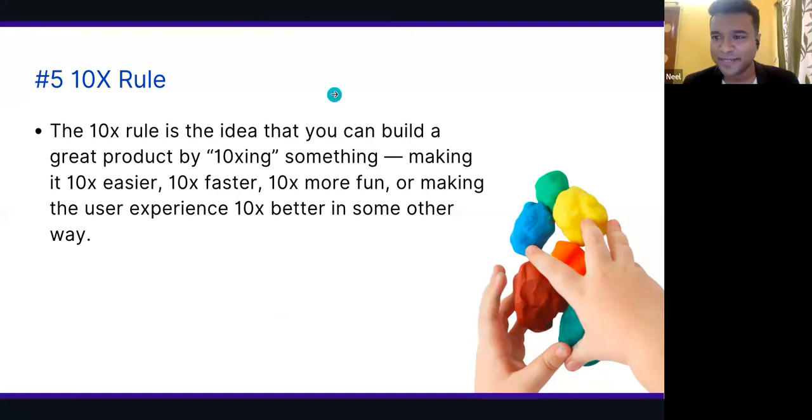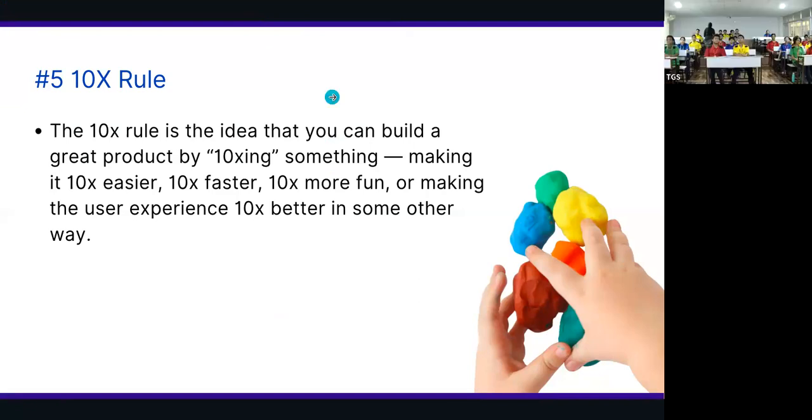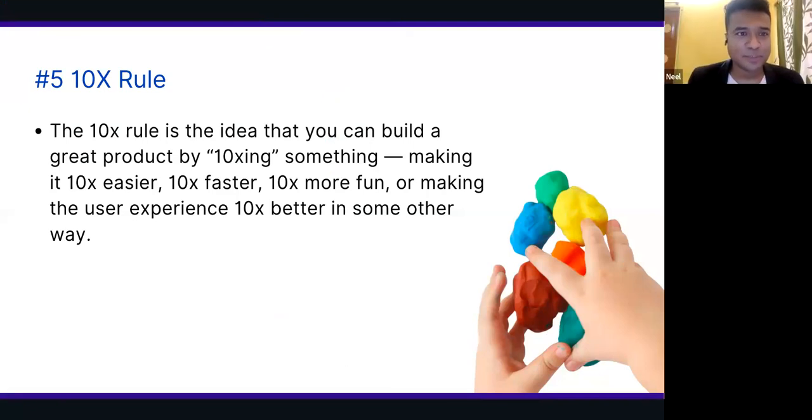Okay, so everyone is ready? Yes, sir. Okay, no issues. So I was explaining the 10x rule, right? Here the 10x rule is basically that we want to make something 10x better. It may be easier, it may be faster, it may be more fun, or making user experience 10x better.